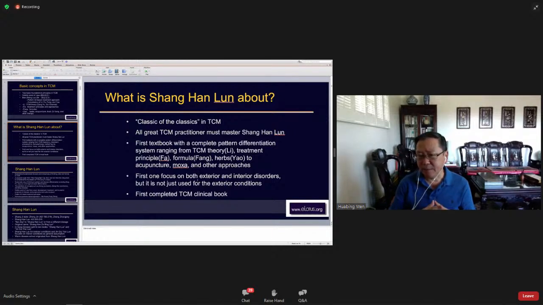People come to our class having studied some, and we briefly review what Shang Han Lun is. Shang Han Lun is considered the classic of the classics. The fire school, the earth school, those are all considered classics. Among all the classics, the 81 Difficult Issues and the Yellow Emperor's Nei Jing, this one is considered the classic of the classics because it's practical. And second, all great TCM practitioners must master Shang Han Lun.